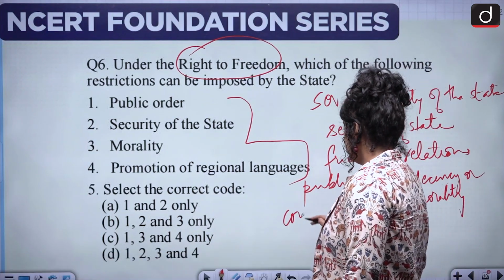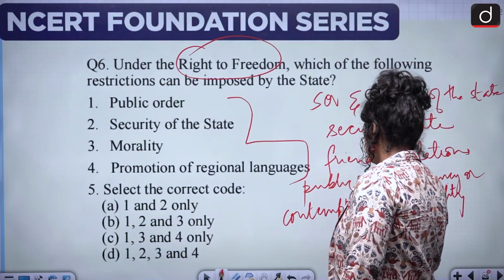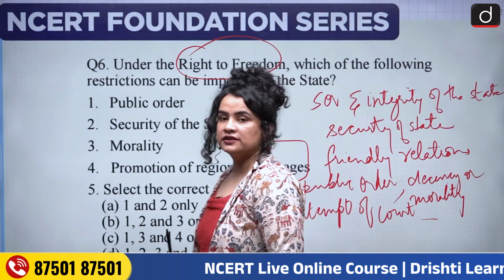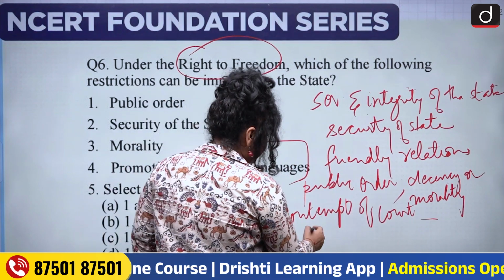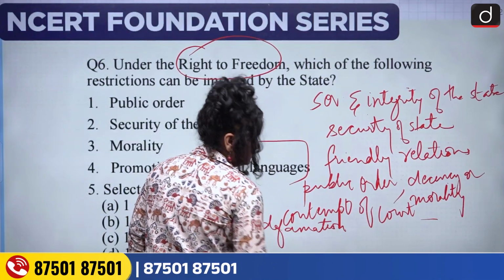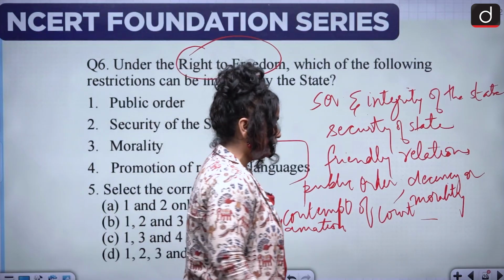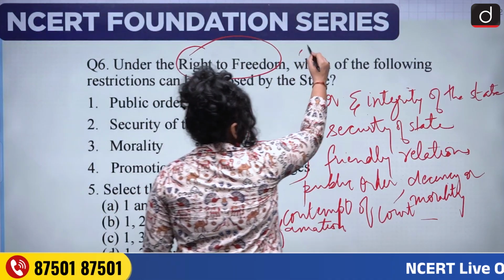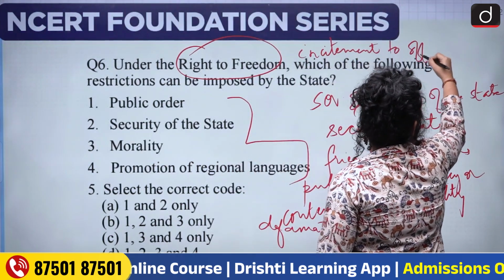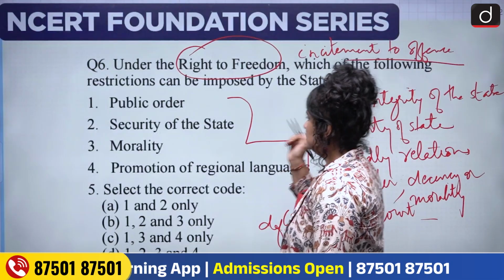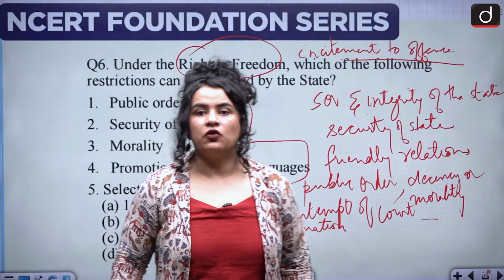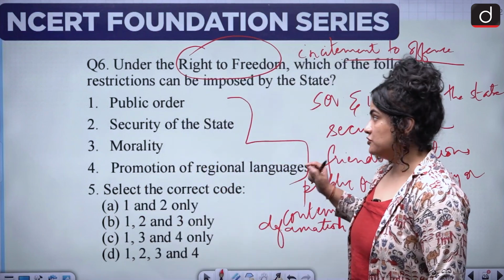Finally, contempt of court is not permitted. You cannot disrespect or dishonor the dignity of the court. Anything related to defamation, okay? You cannot defame another person. And finally, incitement to offense. Fine? Incitement to any offense. You cannot actually incite or instigate people to commit offenses. That is not a part of your freedom.